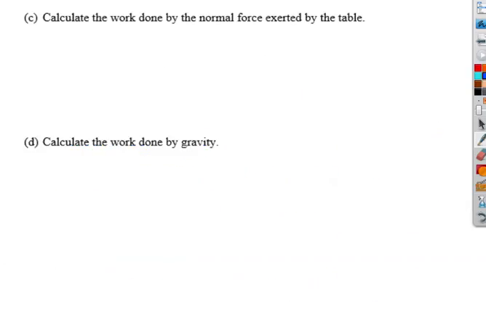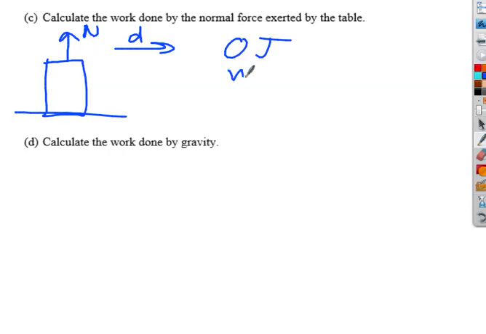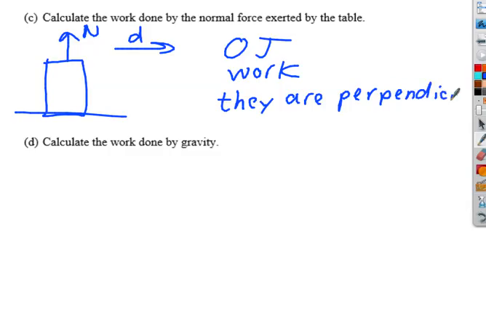Part C, it's continuing the problem. Calculate the work done by the normal force exerted by the table. Well, let's look at that again. Wait a minute. Normal force would be pointing up when the displacement is to the right. What does that mean? The answer is 0 joules of work. Why? They are not pointing in the same direction. They are perpendicular to each other. The force and displacement are perpendicular.